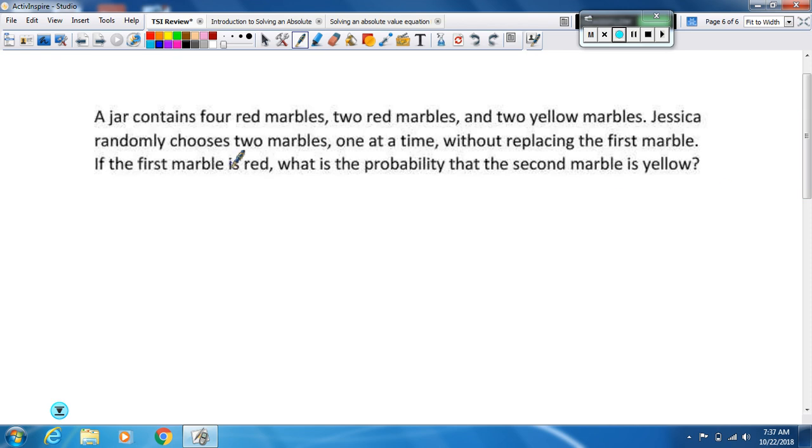Okay, a jar contains 4 red marbles, 2 red marbles, and 2. This should have said blue, sorry about that. Okay, a jar contains 4 red marbles, 2 blue marbles, and 2 yellow marbles.